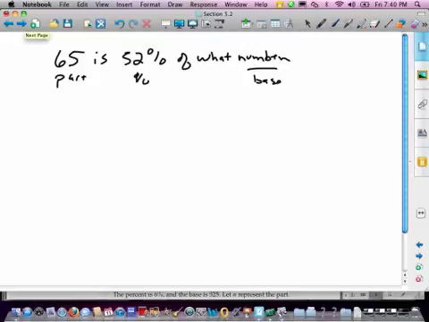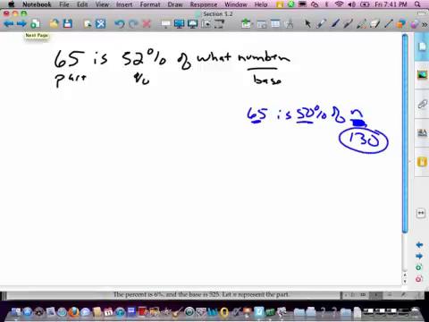So once again, let's do a little estimating here. Let's see if we can figure out what would be close. Instead of 52%, let's think of 50% for my estimate problem. Let's say 65 is 50% of a number. Well, if this is 50% of something, this one must be twice as big. So twice 65 is 130. So my answer is going to be, or hopefully will be, somewhere close to 130 when I get that all figured out. So let's now plug it in and figure out exactly what it would be.